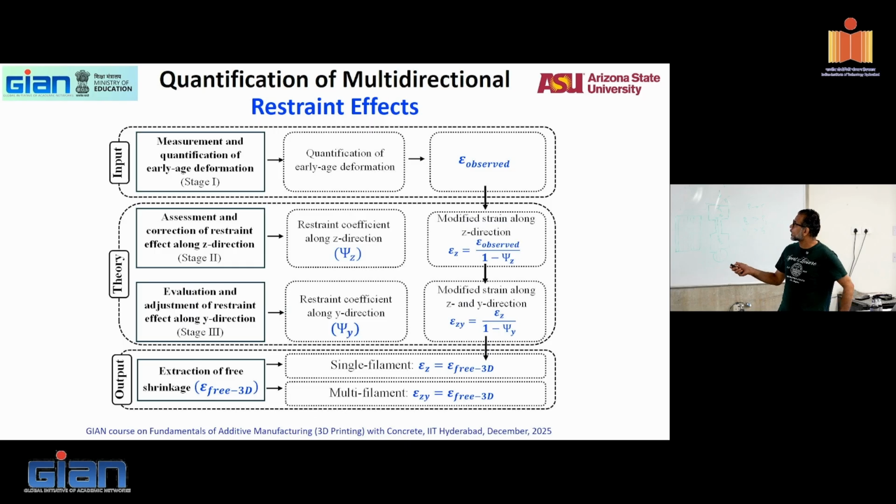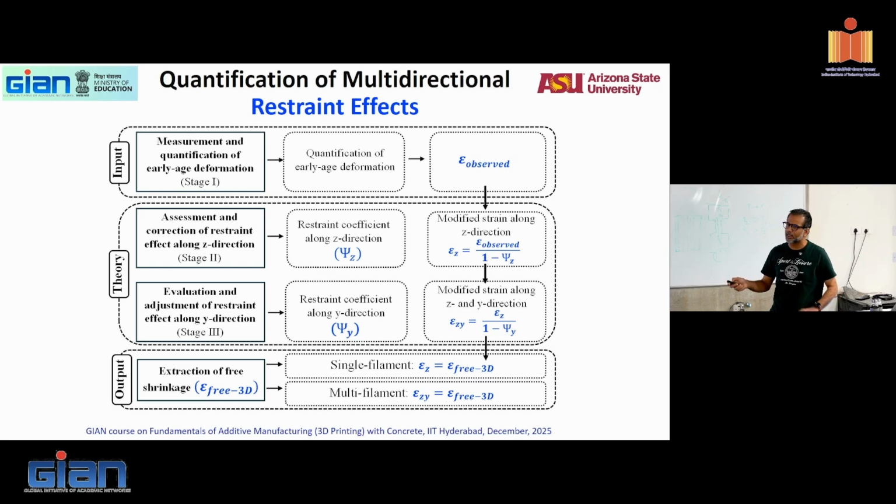Right. So then what he did was using restraint along z direction. You take the observed strain, correct it with the restraint coefficient in the z direction, take that value, correct it with a restraint along the y direction, which is the filament direction, and then extract the free shrinkage. If it's single filament, you just need one step. If it's multi-filament, you need two steps, one in the z direction, and one in the y direction.